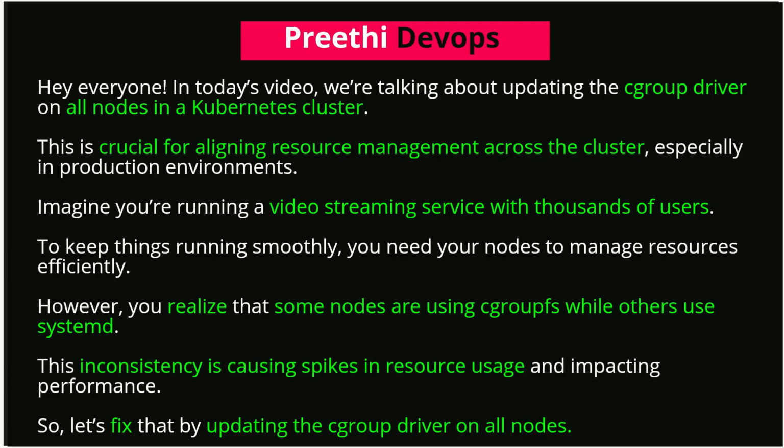Imagine you're running a video streaming service with thousands of users. To keep things running smoothly, you need your nodes to manage resources efficiently. However, you realize that some nodes are using Cgroups, while others use systemd. This inconsistency is causing spikes in resource usage and impacting performance. So, let's fix that by updating the Cgroup driver on all nodes.